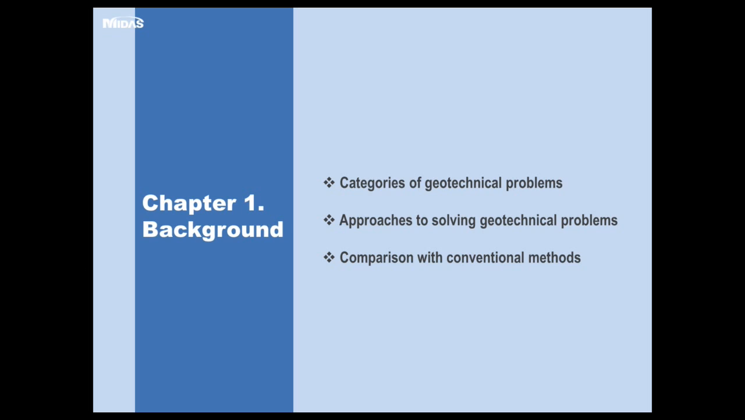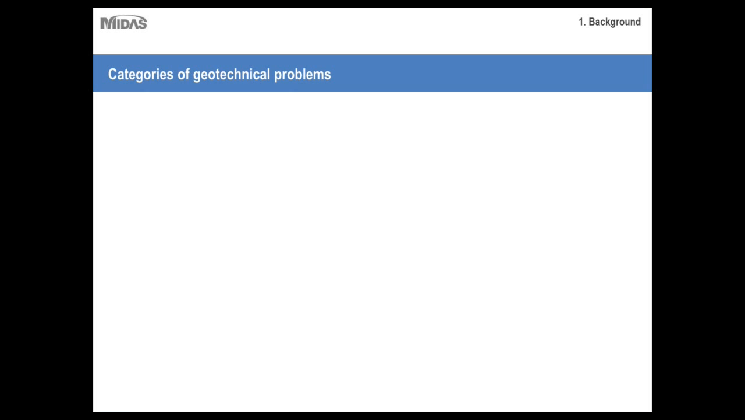Okay, so once again, chapter 1 is just the background. We'll go over categories of geotech problems, approaches to solving these problems, and also comparisons of various conventional methods, certain shortcomings and advantages of each one.